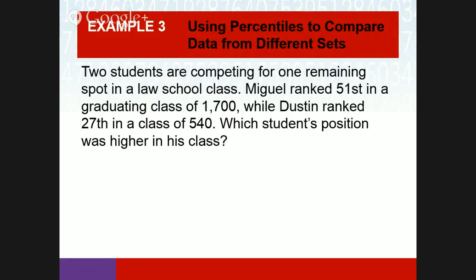But here's an example of an application of this. 2 students are competing for 1 remaining spot in a law school class. Miguel ranked 51st in his graduating class of 1700, while Dustin ranked 27th in a class of 540. Which student's position was higher in his class? Percentile rank. So we have to do some calculation because it's not that clear. We want to find Miguel's percentile and Dustin's percentile.